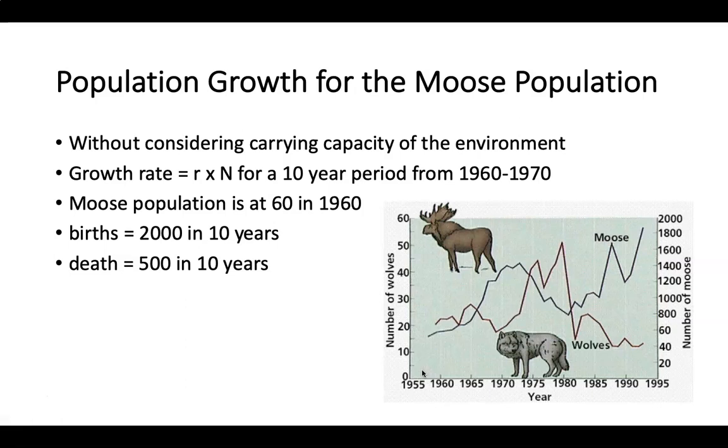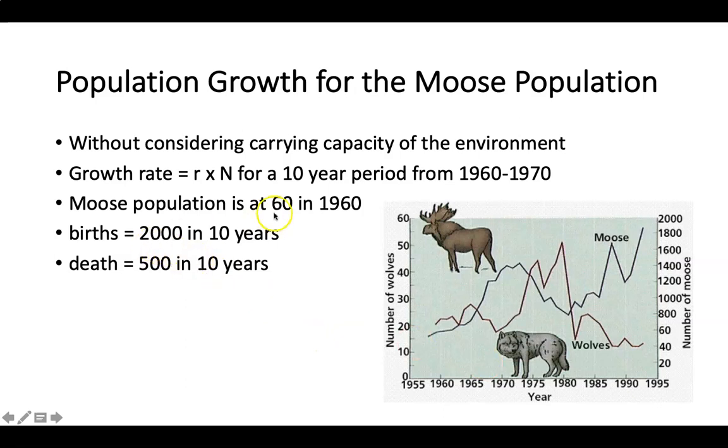So let's start with the moose population, and let's say that in 1960 the moose population is approximately 60. Now this is just an estimate. We've got our number of moose on the right-hand side, number of wolves on the left-hand side, so this is kind of a double graph. And I've made up numbers, so these numbers are estimates based on our graph, but the trends are going to be the same.